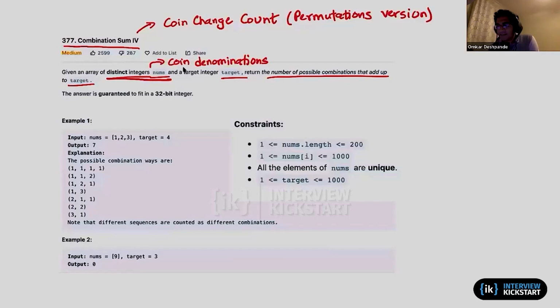We'll assume that these coins can be arbitrary values, and they're all distinct because they're coin denominations, so it makes sense for them to all be distinct. And this target integer is a certain amount that we have to make up.